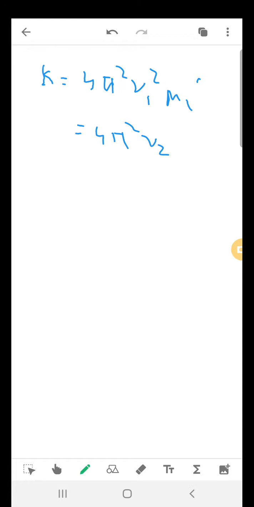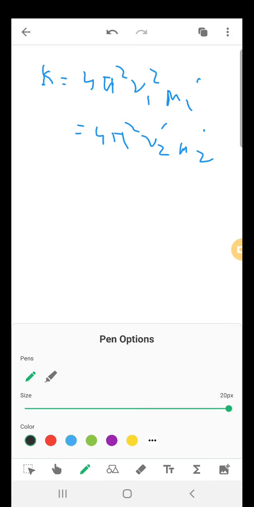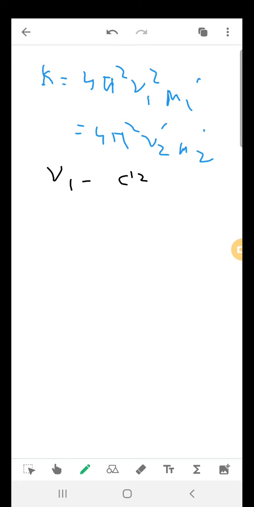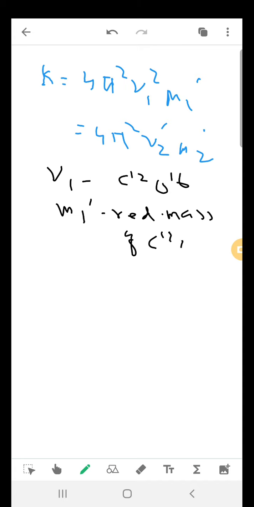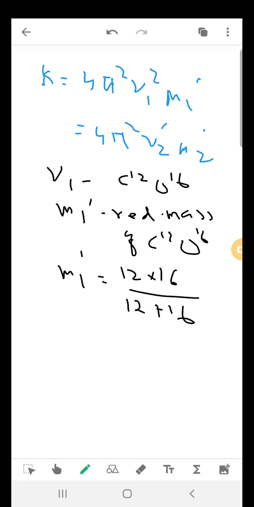So we can write the constant K is 4 pi squared nu1 squared m1 dash, and it is equal to 4 pi squared nu2 squared m2 dash, where nu1 is the frequency of the absorption line for C12O16, and m1 dash is the reduced mass of C12O16. So m1 dash happens to be 12 into 16 divided by 12 plus 16, and it comes out to be equal to 192 by 28 atomic mass unit.